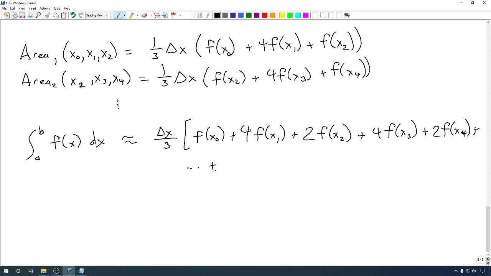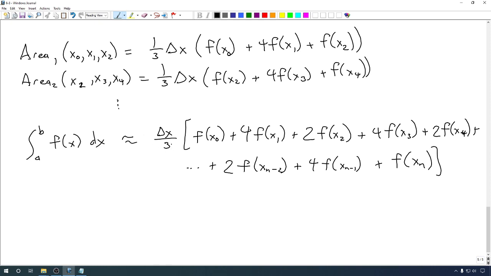And so on and so forth, until we get to the end. So the f of x n minus 2 is going to be the first endpoint of the last parabola. It's going to be doubled because it will combine with the previous parabola. F of x n minus 1, that's going to be the midpoint of the last parabola, but it's going to have a 4. And then finally, f of x n is an endpoint of the last parabola, but it doesn't have anything to pair with, so it doesn't get doubled. So kind of a very similar formula as we got with the trapezoidal rule.